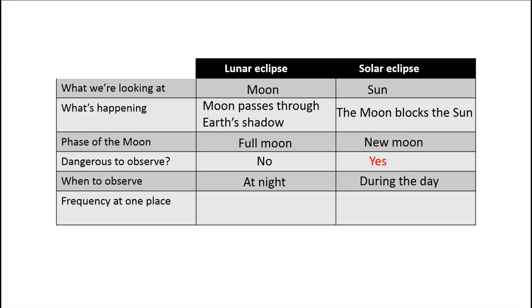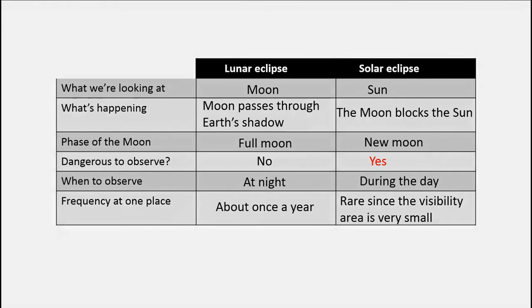How often does a lunar eclipse occur? About once a year for a given place on the globe. Now, solar eclipses are rather rare because the visibility of the area is very small. So that sums it up, and that ends this video on eclipses.